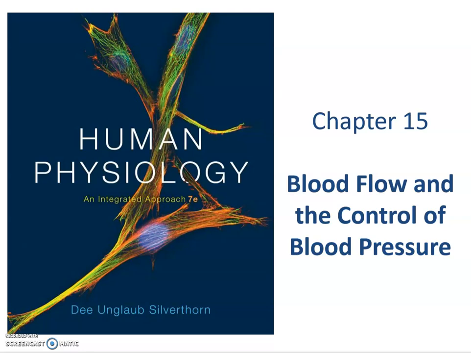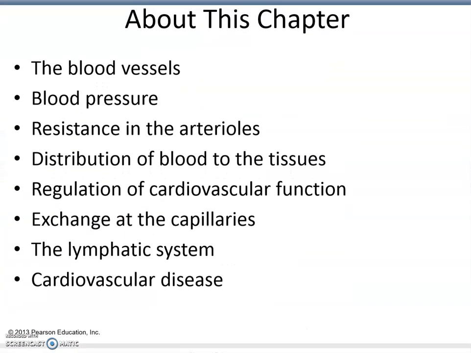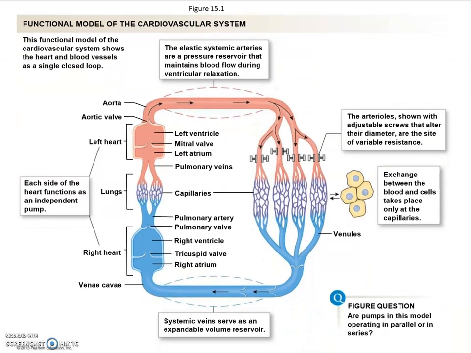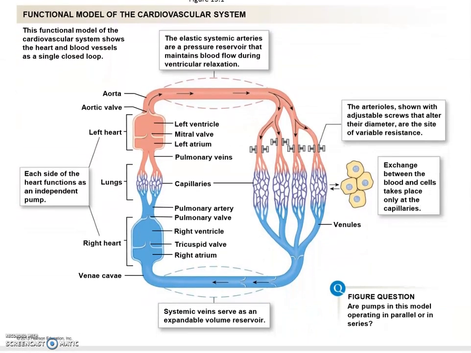In chapter 15, we're going to take a look at blood flow and the control of blood pressure. So we're going to first take a look at blood vessels, blood pressure, how the diameter of the blood vessels plays a role, the resistance in the arterioles, distribution of blood to the tissues, regulation of cardiovascular function, the exchange that takes place in the capillaries, the role of the lymphatic system, and then also at the end some pathophysiology about cardiovascular disease.